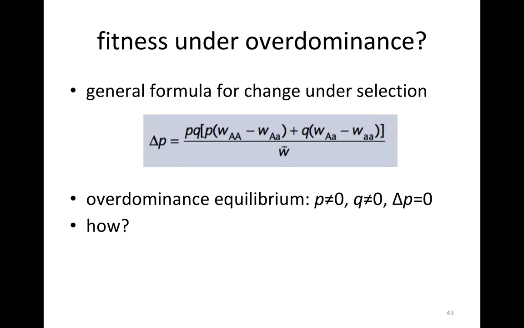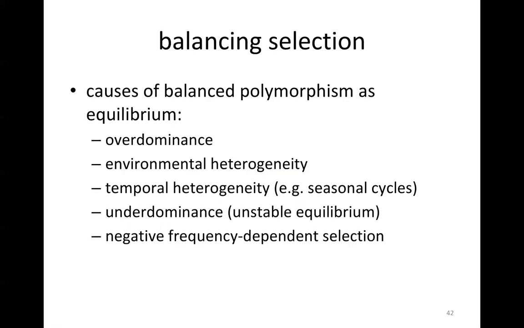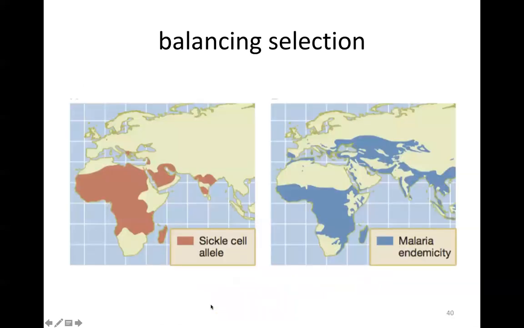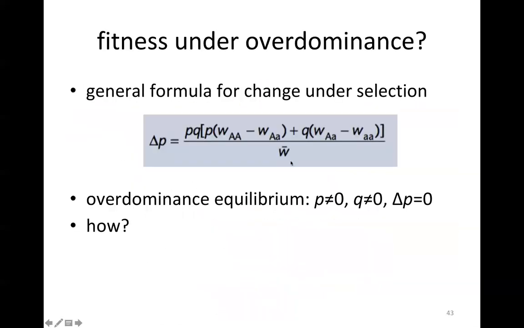Okay, so how can we model this allele frequency change over time as a function of the fitnesses? In fact, we can simply use the same formula I was showing you.